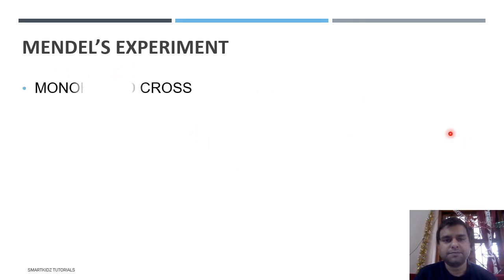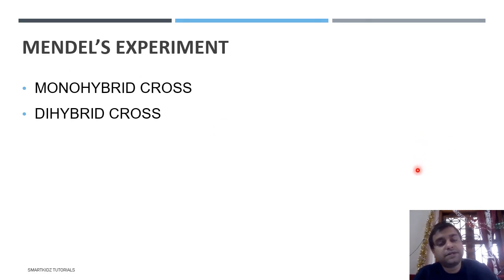Mendel's experiment. Mendel actually conducted two different types of experiments, that is monohybrid cross and a dihybrid cross. In the coming slides we will see what exactly is a monohybrid cross and a dihybrid cross.